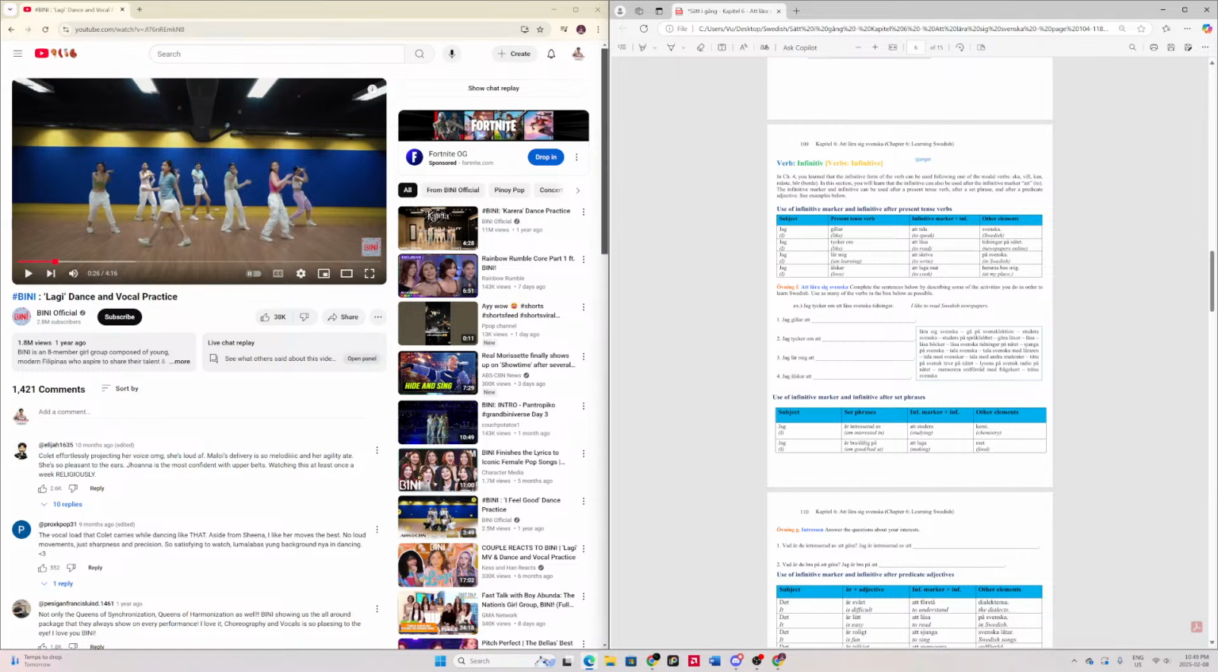So sjunger is sing. If we're saying Beanie likes to sing, we can say jag gillar, which is I like, or jag tycker om. That also means the exact same thing. Gillar is just a single word, but tycker om is a set phrase. So we'll use jag gillar for the example.